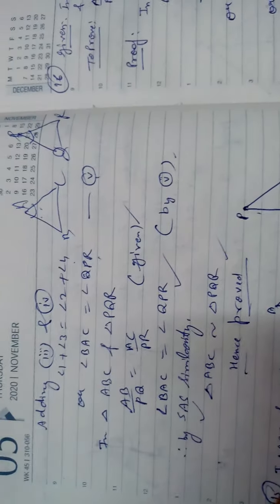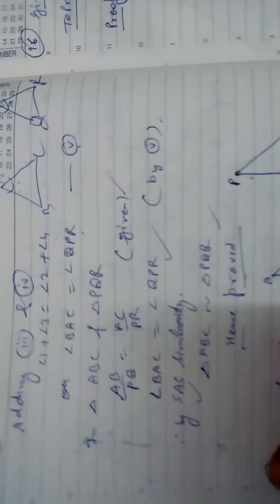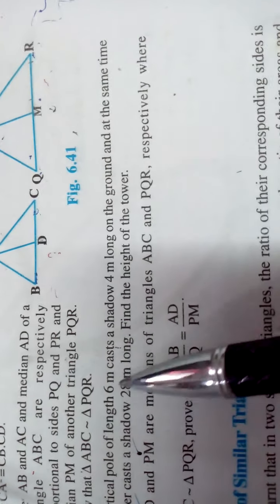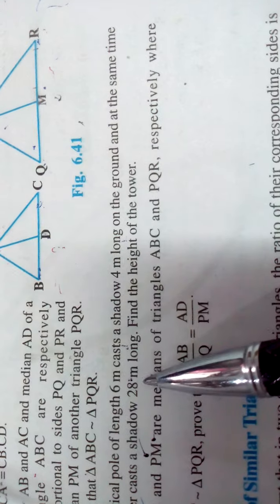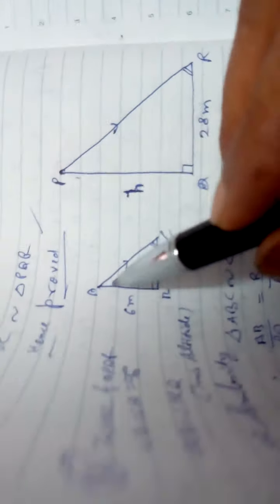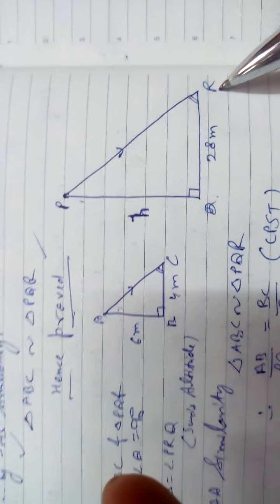Now you will see question number 15. What is question number 15? It is given a vertical pole of 6 meter has a 4 meter shadow, and what is the height of the tower whose shadow is 28 meter long? Find the height of the tower. This is the figure, 6 meter high, then the shadow 4 meter, and h meter high with a 28 meter shadow.